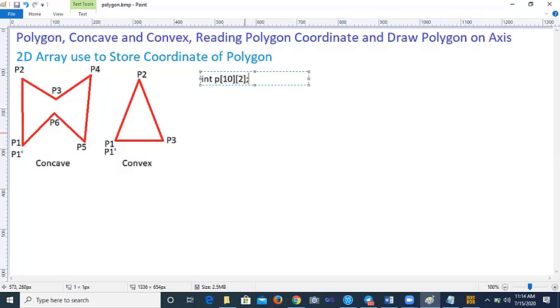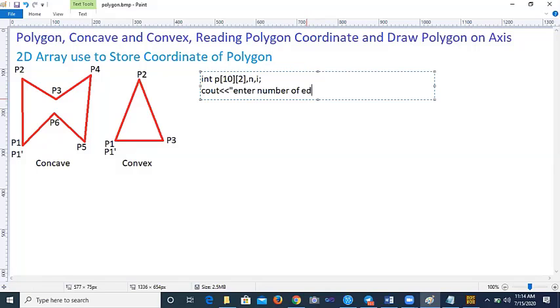Now again, suppose I consider n as the number of vertices, or you may say n is the number of edges. Another variable you can consider is i, for which I am using a for loop. Now, how are you going to read the coordinates? First of all, you have to tell the user to enter the coordinates one by one. Suppose I put one cout: enter number of vertices, or number of edges for polygon.